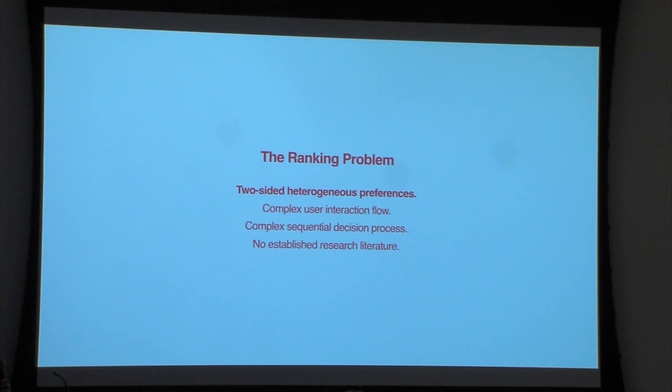The challenge of the ranking is that it's very different from web search. One is that there is two-sided preference: one side is the guest, the other side is the host. Each user has their own preference, and behind each listing there's also a host, the owner of the house, with their own preference. Sometimes you find a very good listing, looks good, cheap, but the host may not like the duration of your stay.